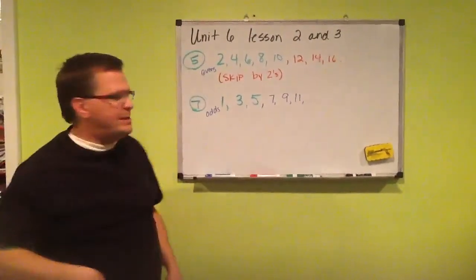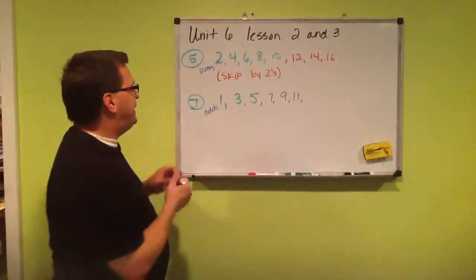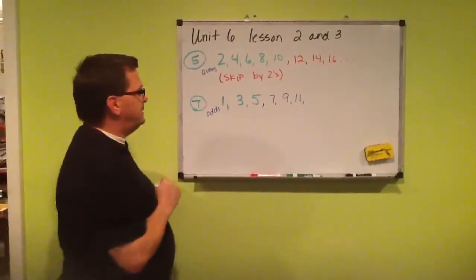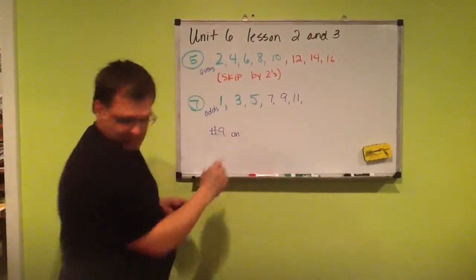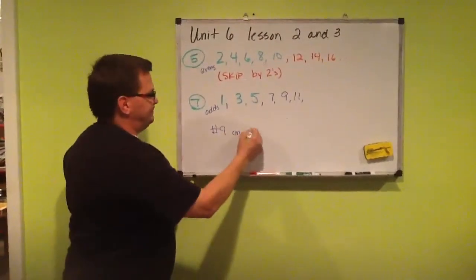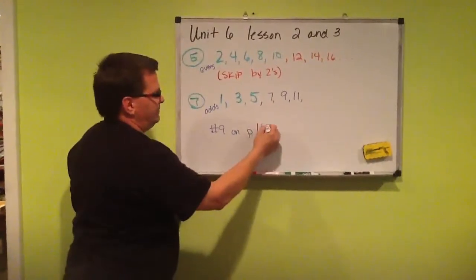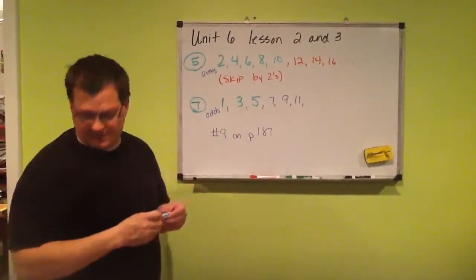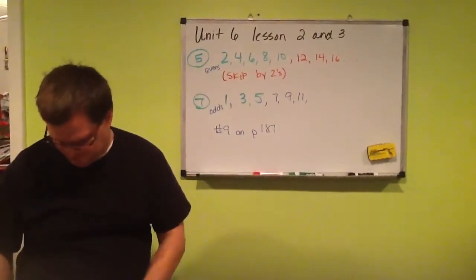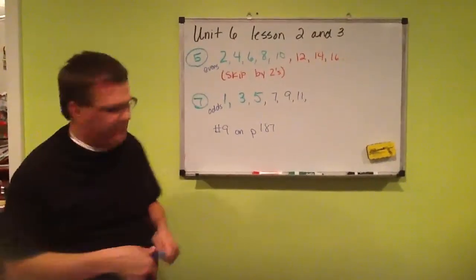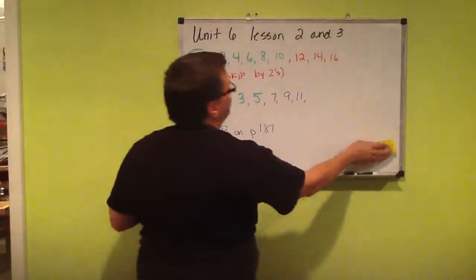I want you to try number 9 at home tonight. Just number 9. Don't do all the other ones. Number 9 on page 187. And that's skip counts by 5s. And if we flip over to page 189, that's when we did our skip count by 3s.